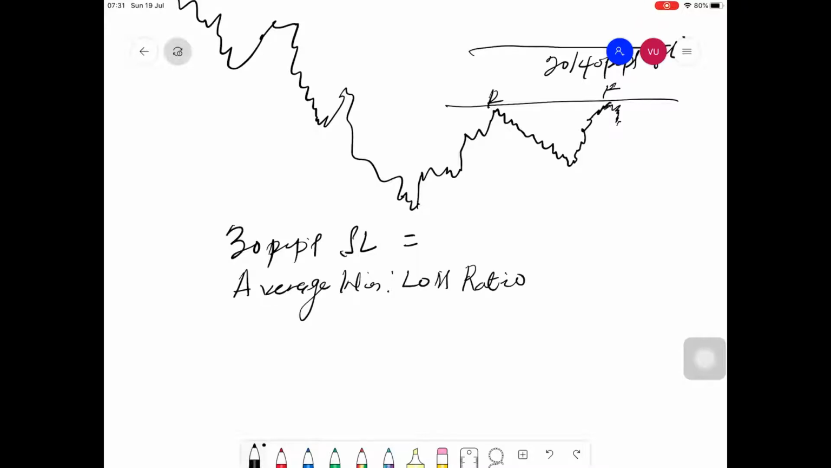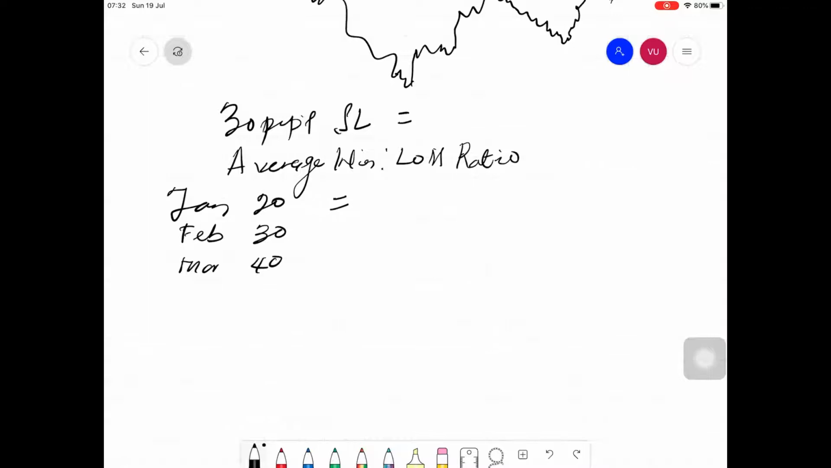So let's say over 6 months, maybe in January you took 20 trades, in February you took 30 trades, in March you took 40 trades. So I'll just use this as an example. In January you won 15.